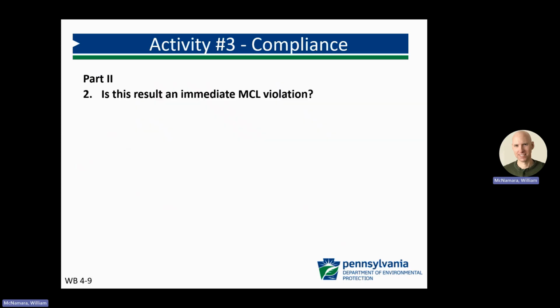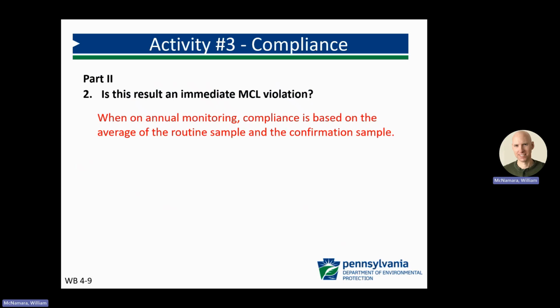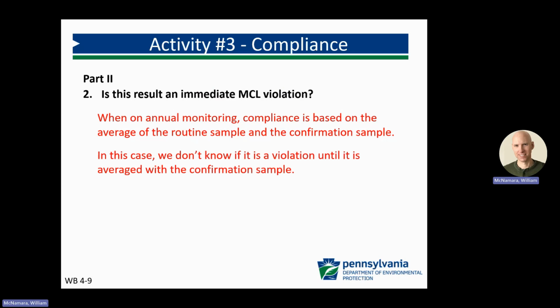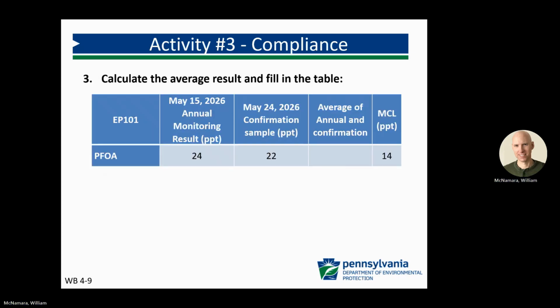So we gave you those, or the second question, I should say, is this result an immediate MCL violation? It's a little bit of a tricky question because when on annual monitoring, compliance is based on the average of the routine sample and the confirmation sample. So in this case, we don't know if it's a violation yet until it's averaged with the confirmation sample. So at this point in question 2, we didn't have that data yet. So a little bit of a trick in that question there.